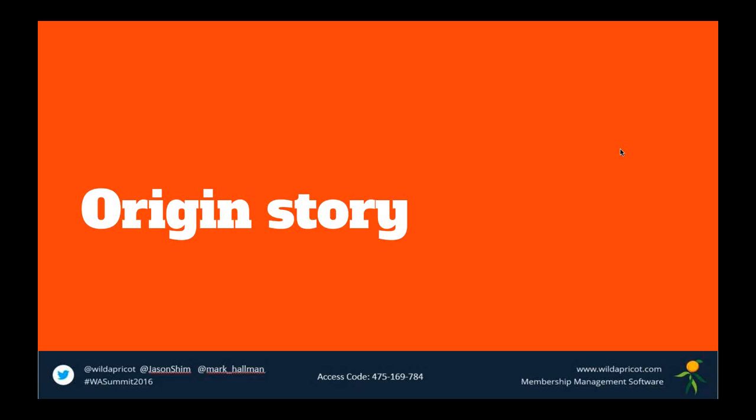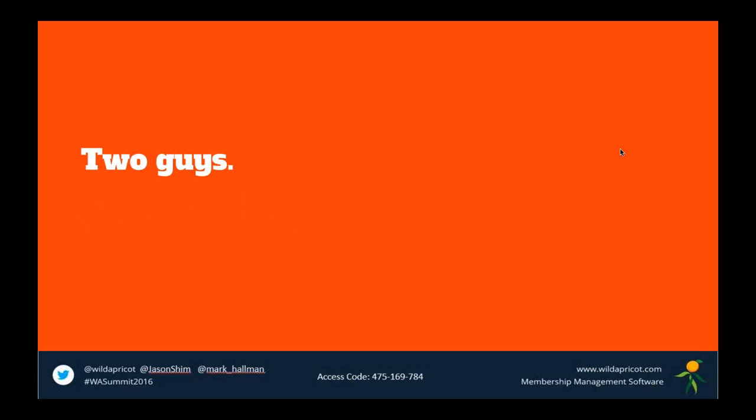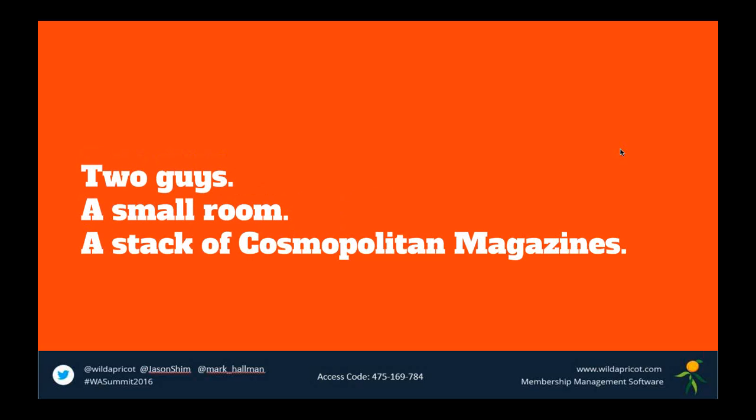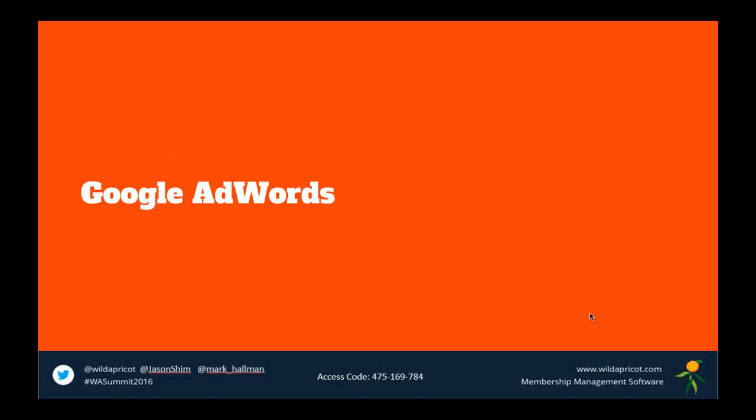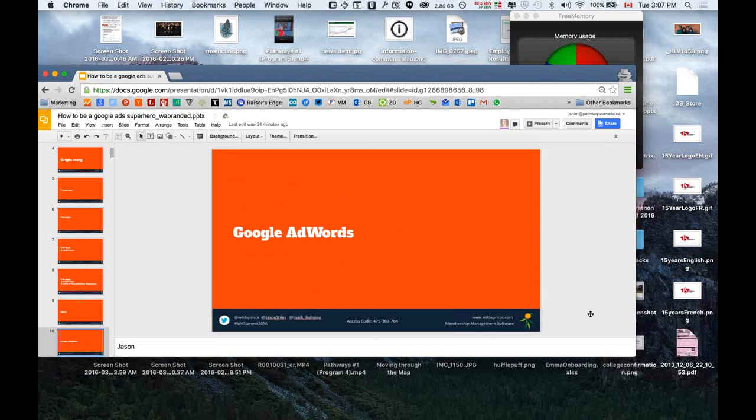Every superhero has an origin story, and we just want to share ours here. Our origin story is as follows: 7 years ago, two guys in a small room with a stack of Cosmopolitan magazines. Now, this may sound really strange, but one of the very first tips that we got when working with Google AdWords was, read Cosmo magazine, because the way a Cosmo magazine is structured can really help you in developing your own ads and ad campaigns. When you think about it, Cosmo magazine is designed to get quick attention and action at the checkout counter. So we're going to hop in here and start talking about Google AdWords, and that's why we're here today.